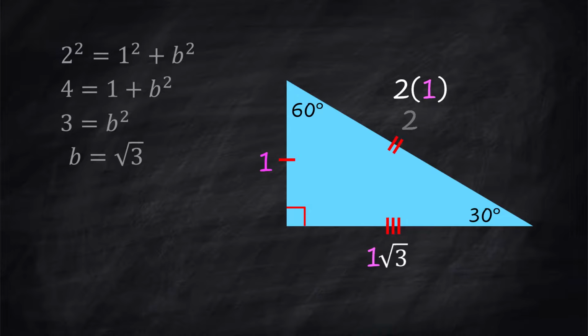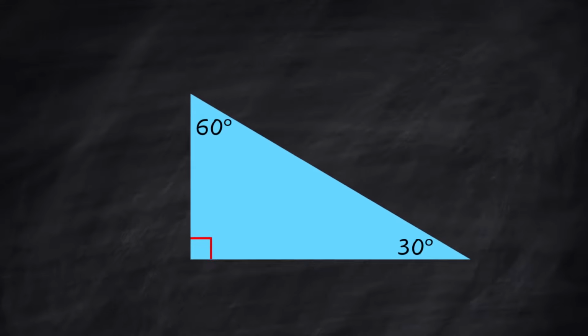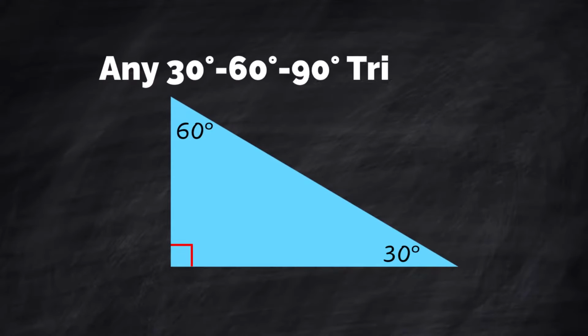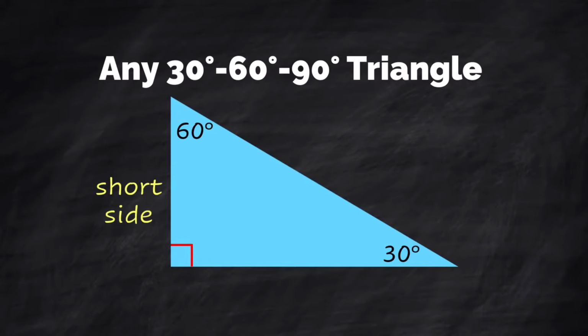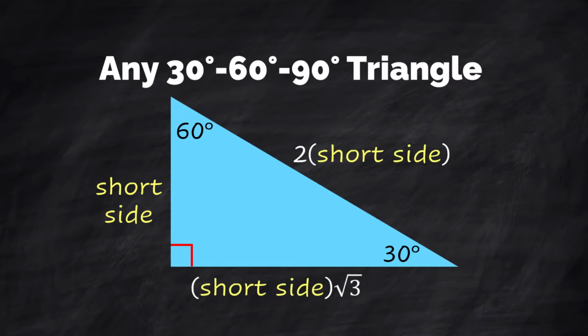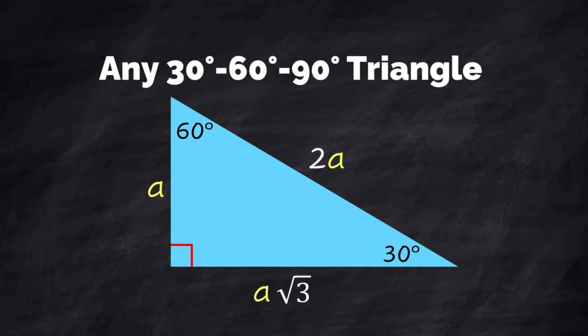When you look at the 30-60-90 triangle, the way it sets up is the short side is across from the 30-degree angle. The hypotenuse will be 2 times the short side, and the other leg is going to be the short side times the square root of 3. Something like this is what you will see in a textbook.